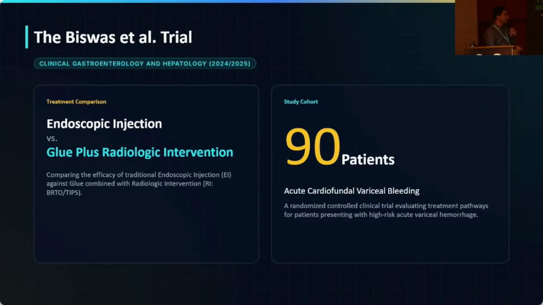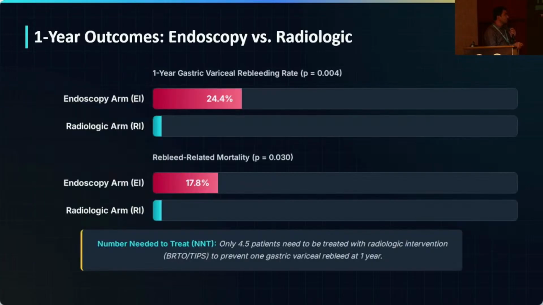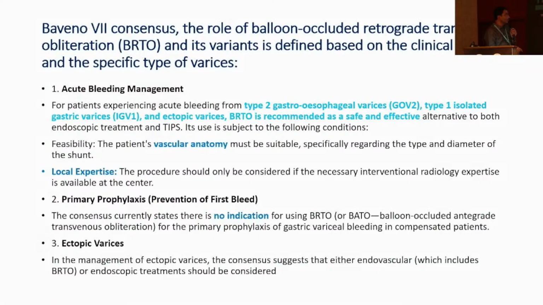And this is another trial, Biswas et al., which clearly showed the 1-year outcome is better with the radiological arm as compared to the endoscopy. And this is the Baveno 7 consensus, which also clearly states BRTO is recommended as a safe and effective treatment for type 2 gastroesophageal varices, type 1 isolated fundal gastric varices, as well as ectopic varices.